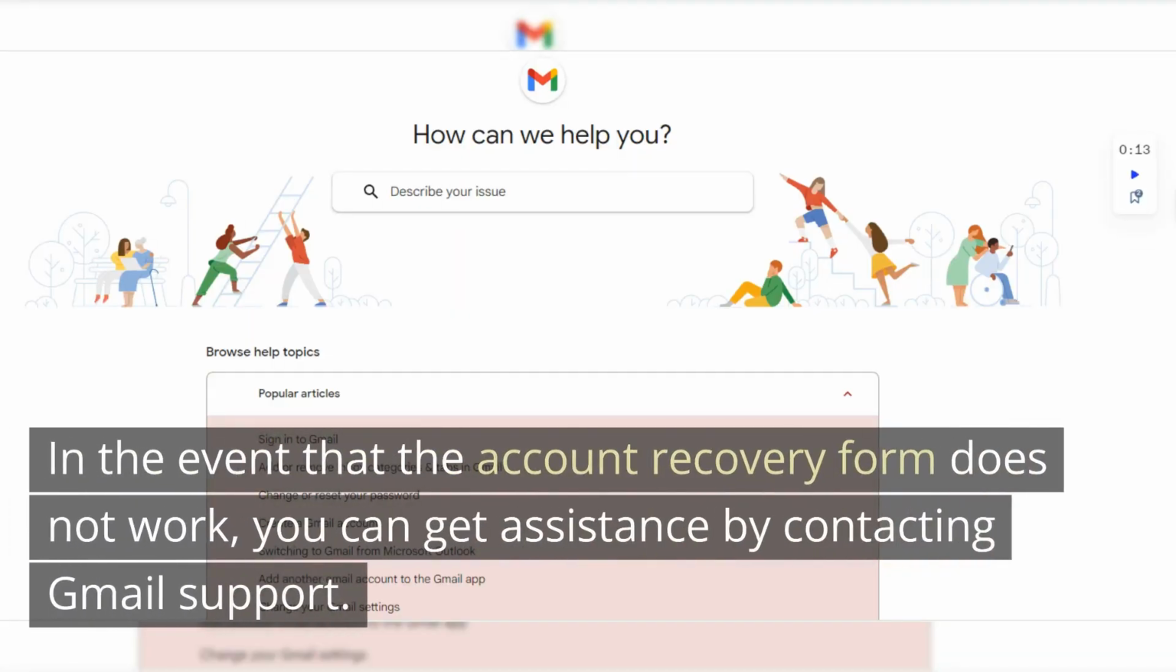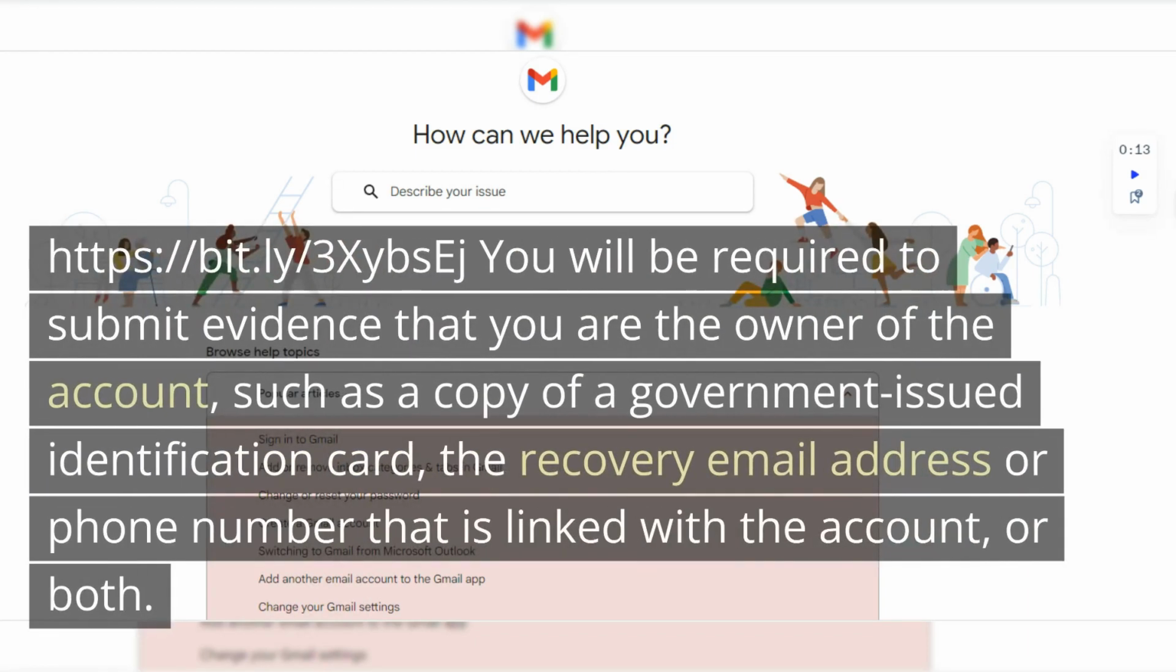In the event that the account recovery form does not work, you can get assistance by contacting Gmail support at https://bit.ly/3xybsej. You will be required to submit evidence that you are the owner of the account, such as a copy of a government-issued identification card, the recovery email address or phone number that is linked with the account, or both.